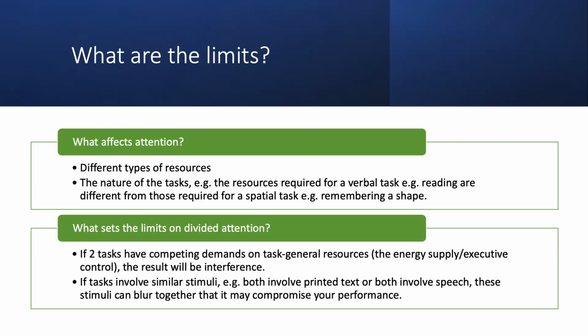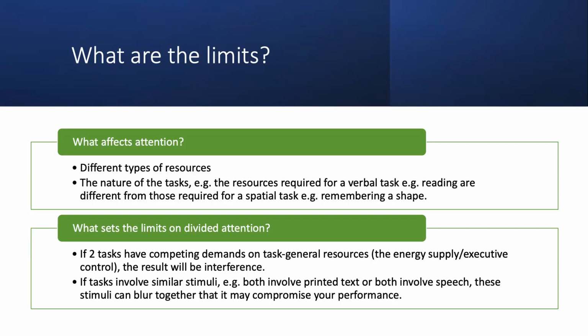What are the limits? What affects attention? Different types of resources, the nature of the task. For example, the resources required for a verbal task, for example reading, are different from those required for a spatial task, for example remembering a shape.